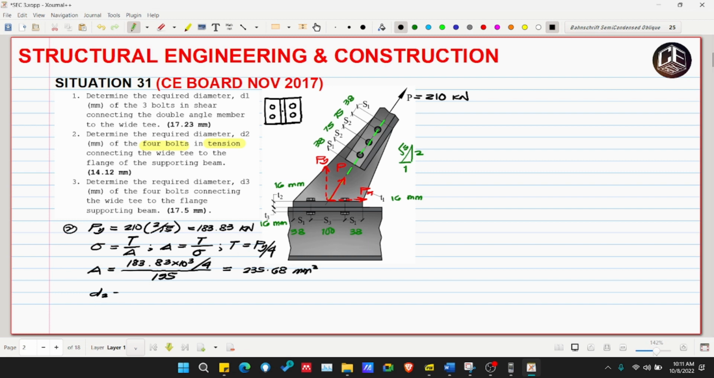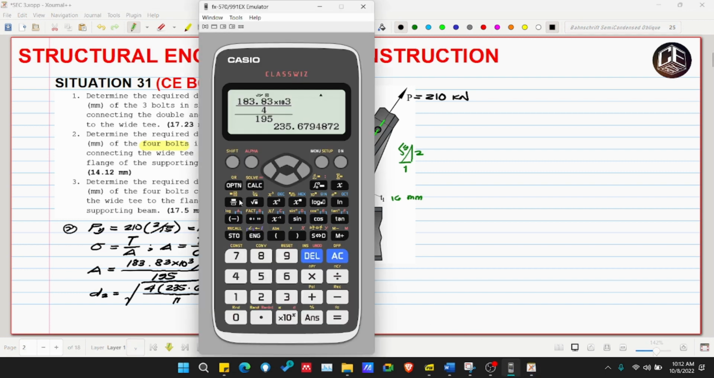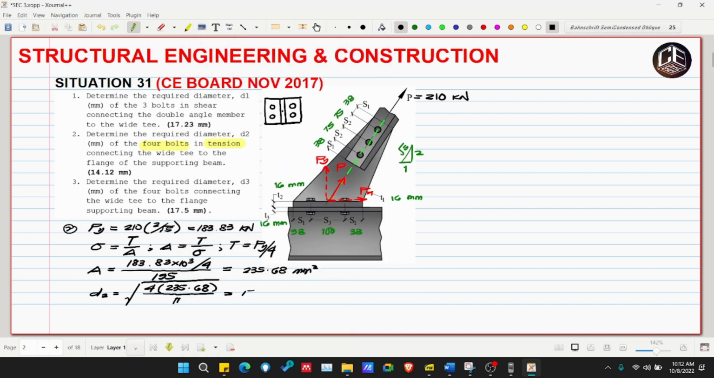So, ang ating diameter D2 is equivalent to square root of 4 multiplied by area na 235.68 over pi. Yan. So, square root of 4 multiplied by 235.68 ba? Tama. Then over pi. So, 17.32 millimeter.